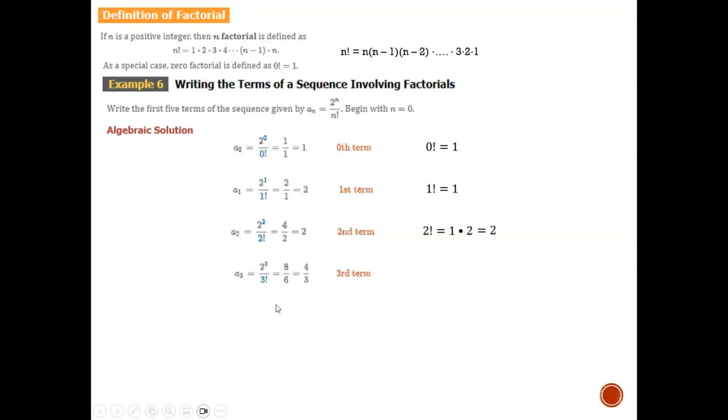2 to the third is 8. 3 factorial is 1 times 2 times 3, all numbers being multiplied up to 3. We get 8 over 6. Don't forget, you always reduce. That reduces to 4 over 3 when you divide both of these by a 2.